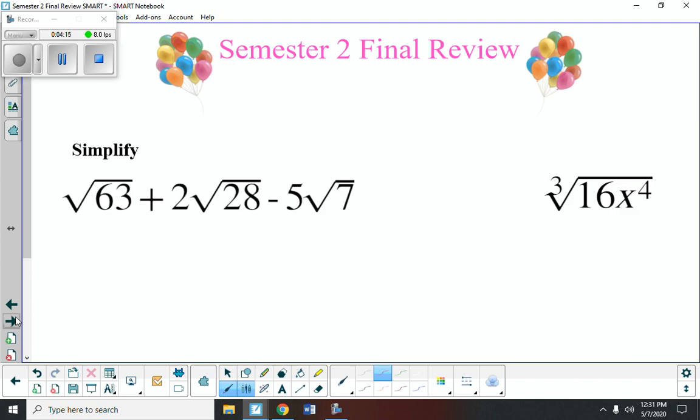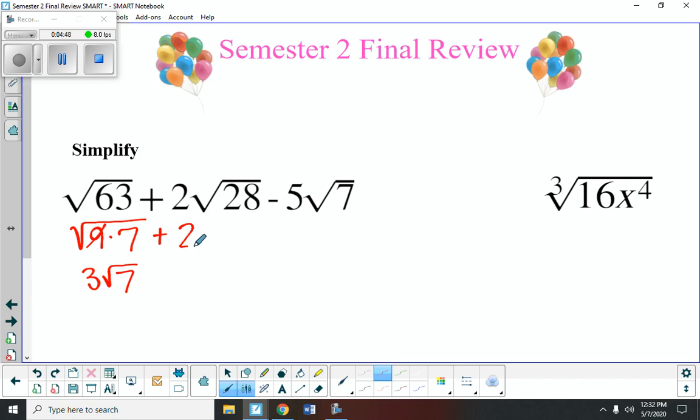All right, the next slide, we have to simplify. So again, we're looking at radicals. And remember, with radicals, we can't have any perfect square factors underneath the radical. So you look at your square list, and 9 is a perfect square. 9 times 7 is 63. And the square root of 9 is 3. So that equals 3 root 7. Oops, I wrote that wrong. So that would be 3 root 7.